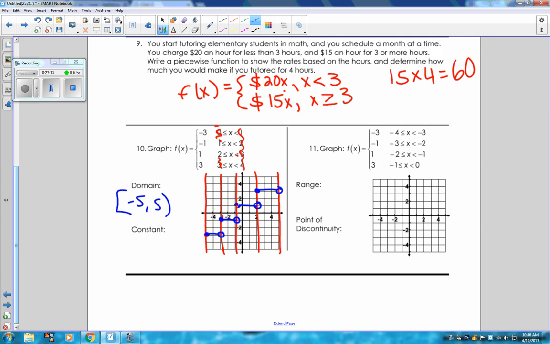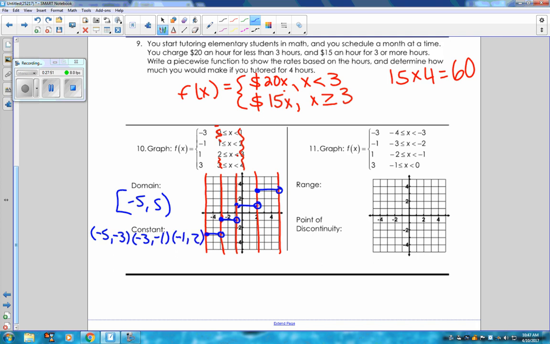When it asks for the constant, it wants to know where on this graph my graph is a constant line. So I'm going to have more than just one. My first one starts at -5. This is the x values, and it goes to what? -3. Good. What's my next one? 2. Then? 2.